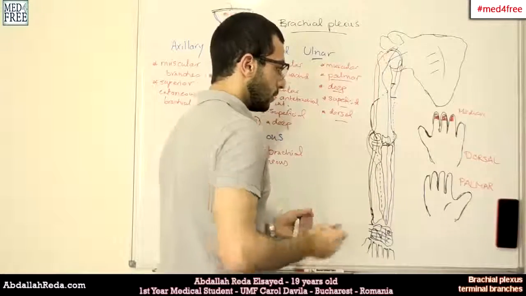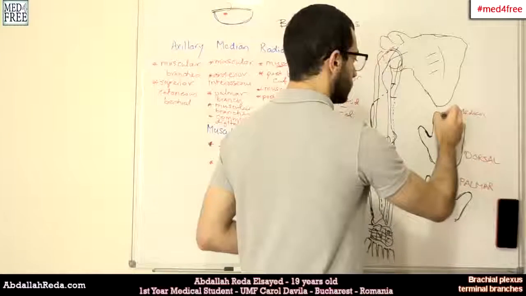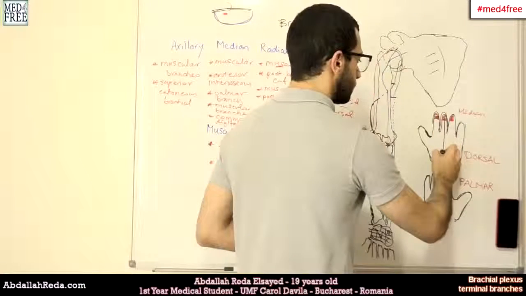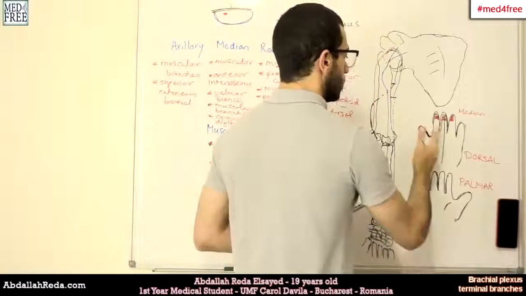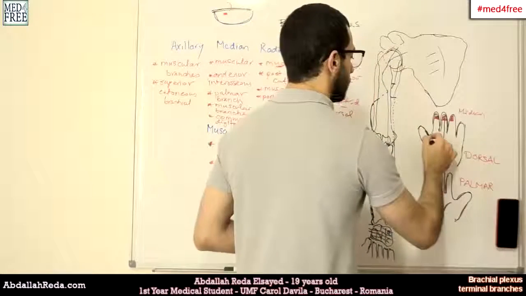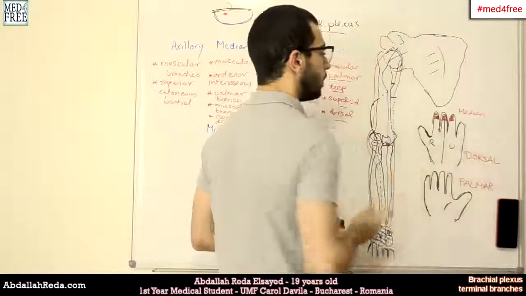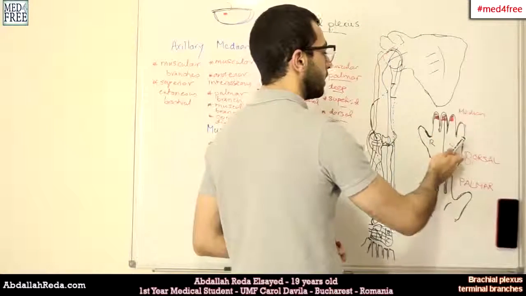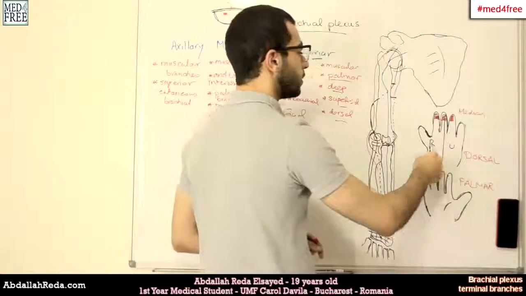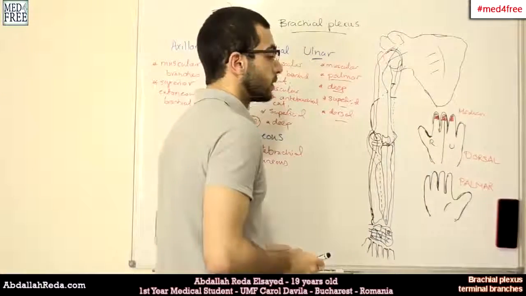And for the rest, we can divide it this way. So this side is innervated by the radial nerve, and this side is innervated by the ulnar nerve. So the ulnar nerve supplies 2.5 digits and the rest of the skin in this portion, and the radial nerve 2.5 digits and the rest of the skin on this portion.